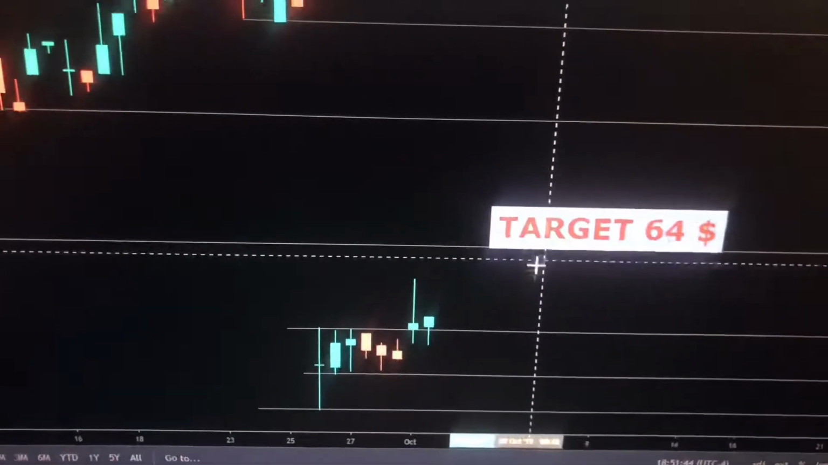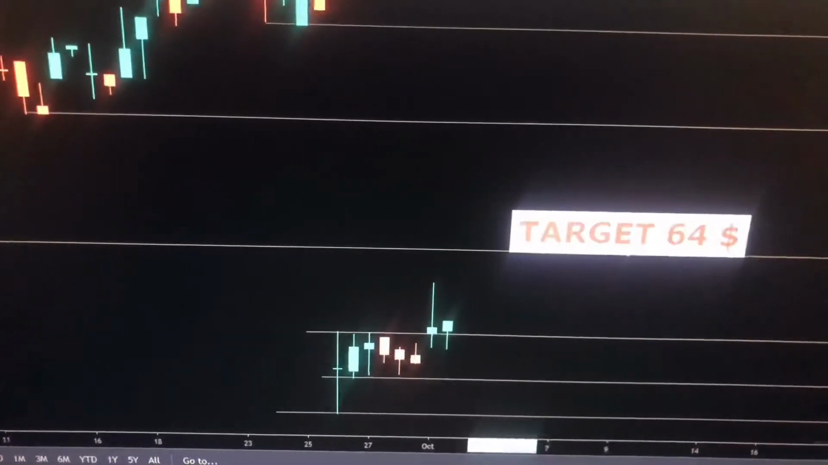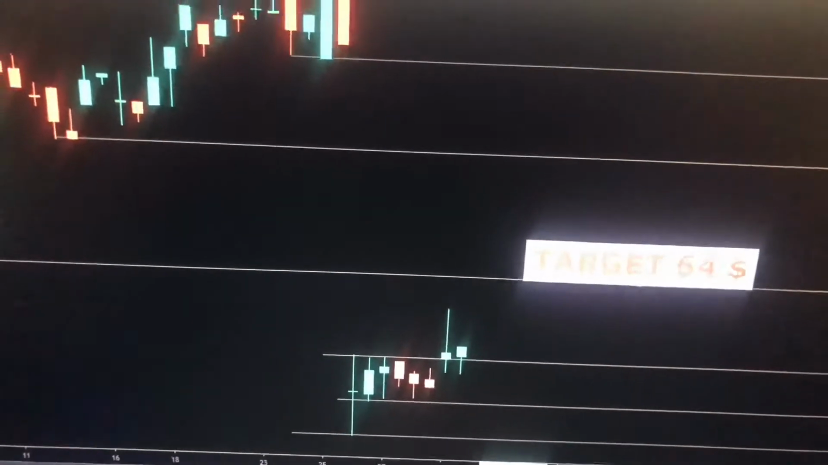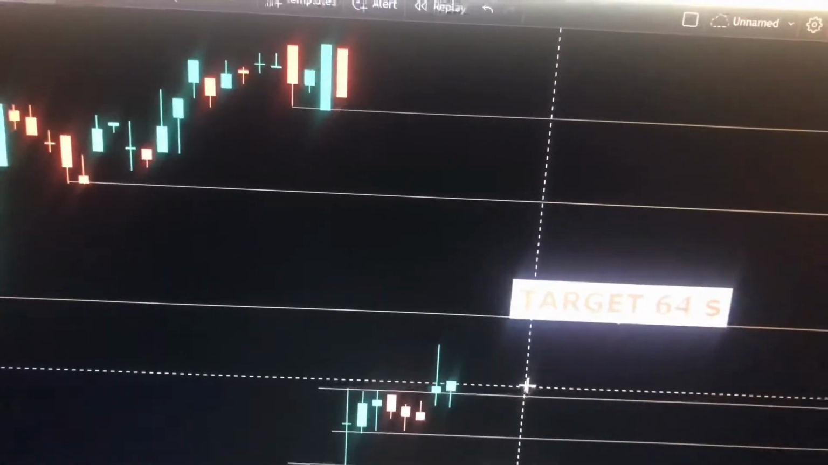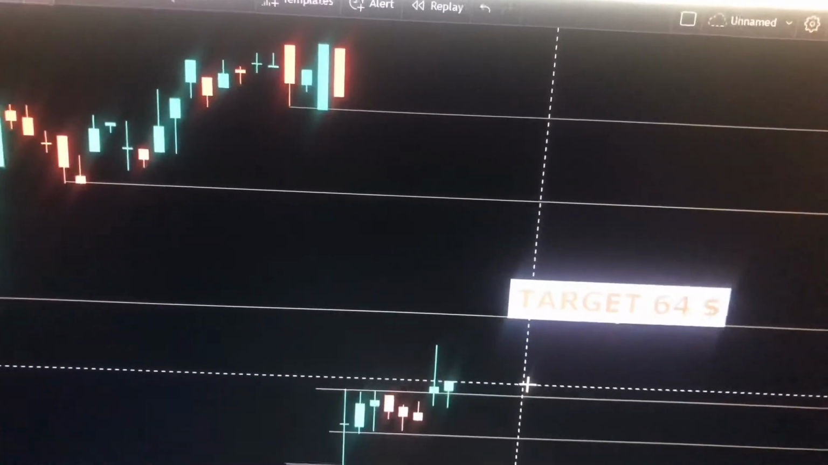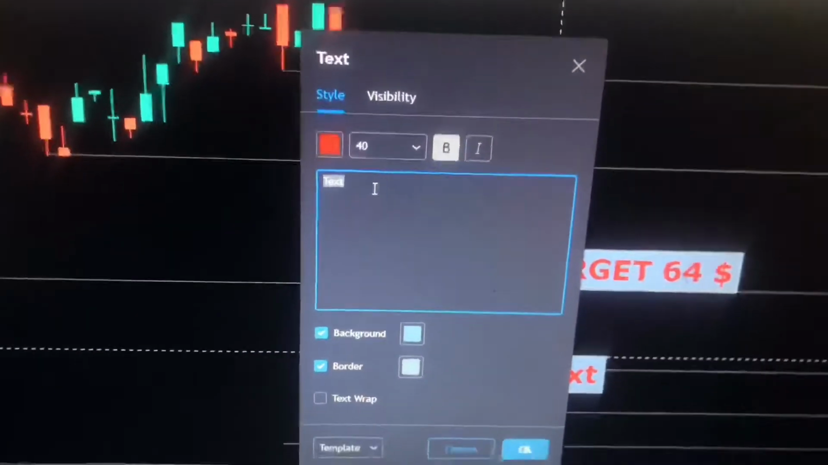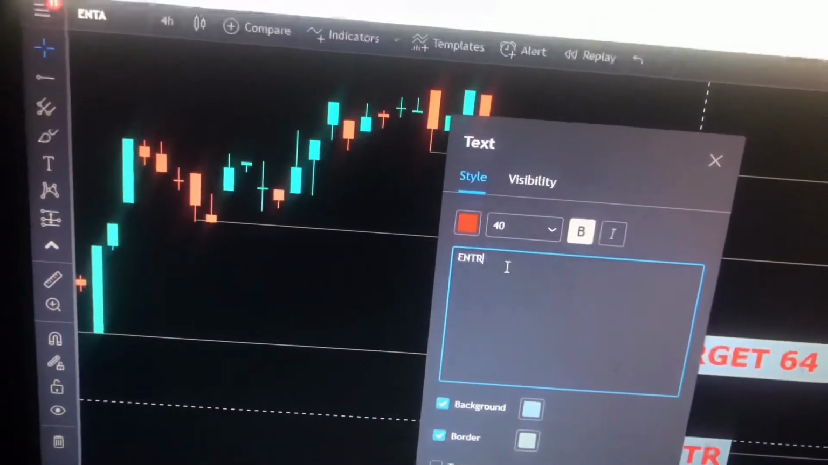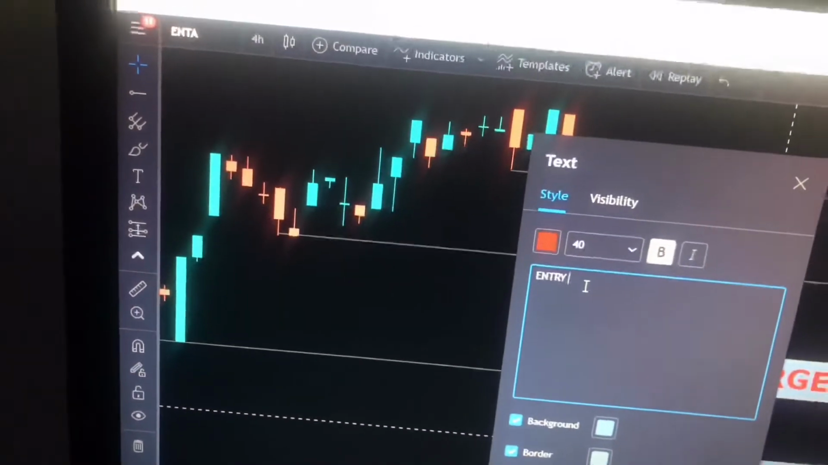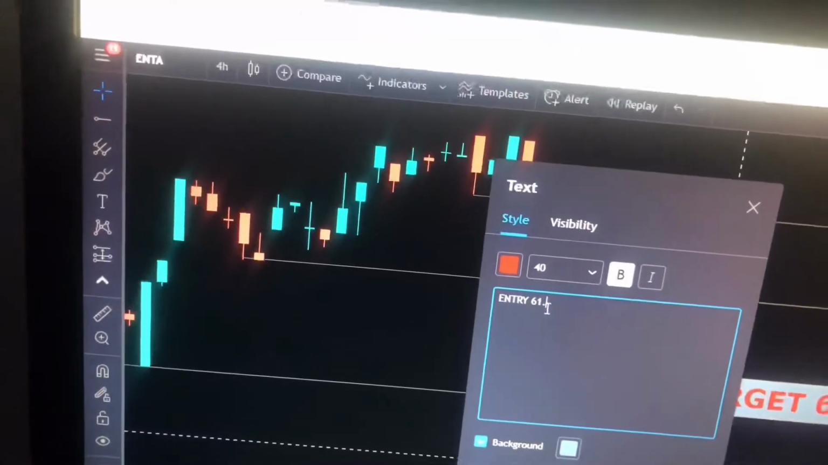Okay, so now my entry. The stock is currently at $61.50. Let's put the entry right here, $61.50. All right, so entry, $61.50.